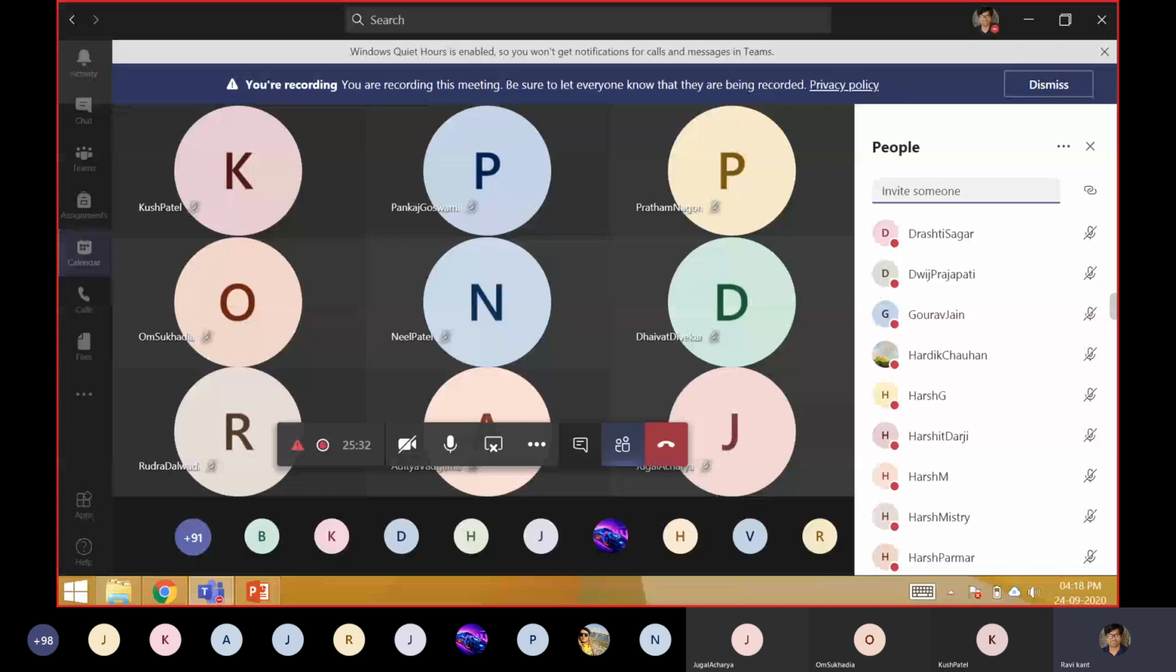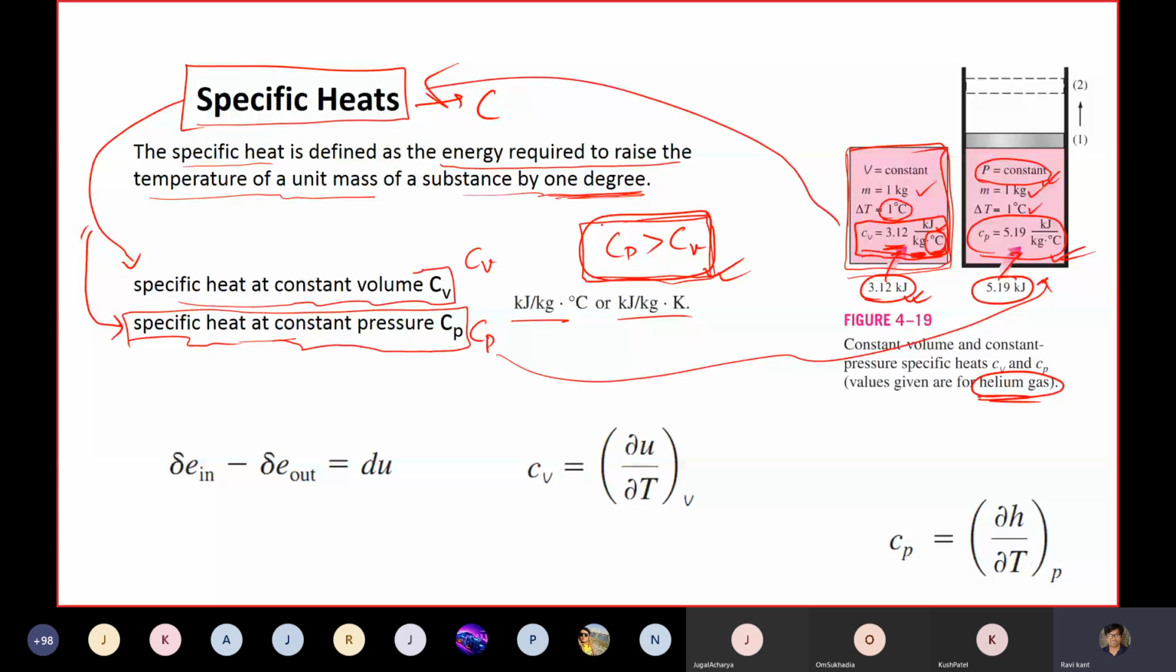Gaurav Jain, can you comment on why the Cp of any substance should be greater than Cv? Sir, heat capacity at constant pressure is greater than heat capacity at constant volume, because when heat is added at constant pressure, the system expands and does work. Yes, thank you. So basically, your system is also doing some boundary work.